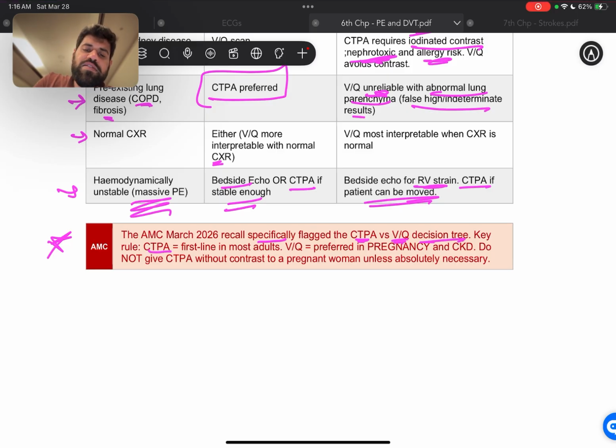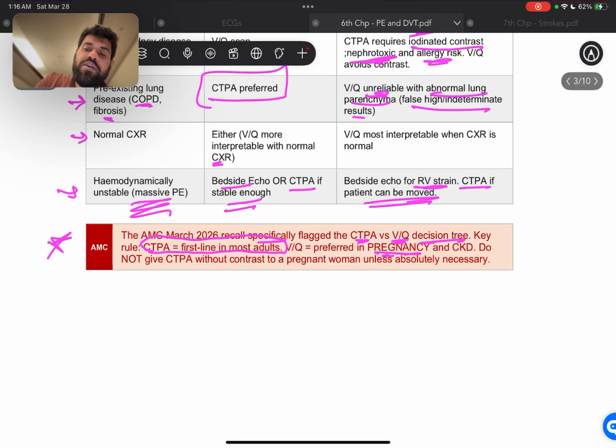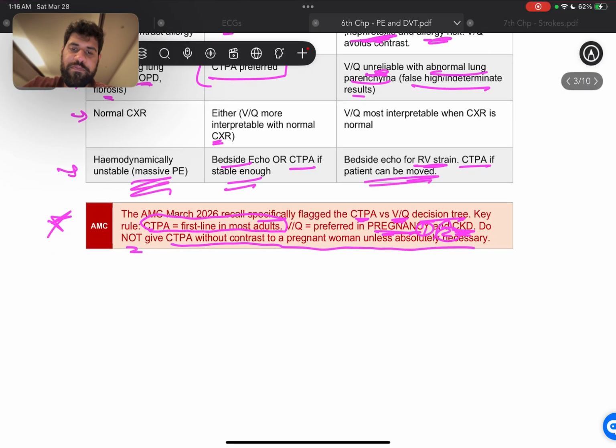And the key rule is that CTPA is for the first line in most adult patients. VQ is preferred in pregnancy and CKD. All right, two scenarios where it's preferred. And do not give CTPA without contrast to a pregnant woman unless absolutely necessary.